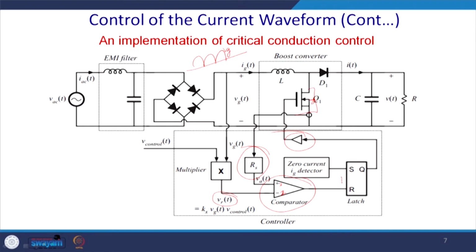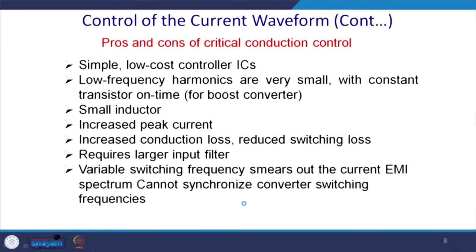Ultimately, there is a clock, it is synchronous. Generally what happens here is that it is reset at every zero crossing. So, it can run in an asynchronous mode also. That is also an added feature to this circuit. So, what are the advantages and disadvantages, or the pros and cons, of this critical conduction mode control?